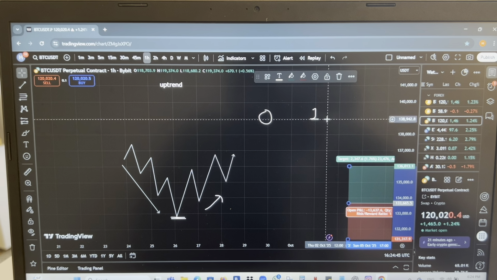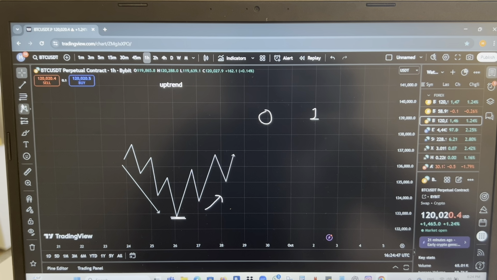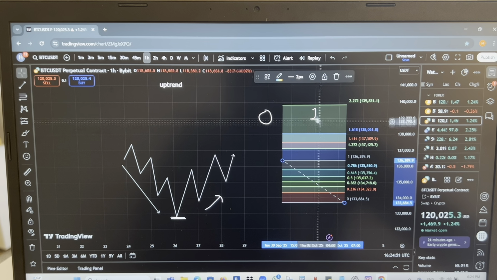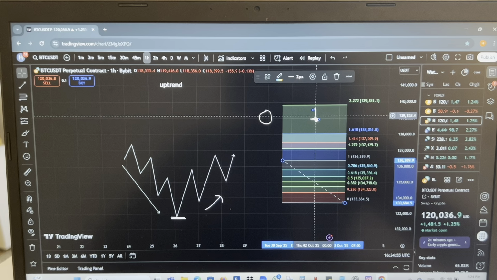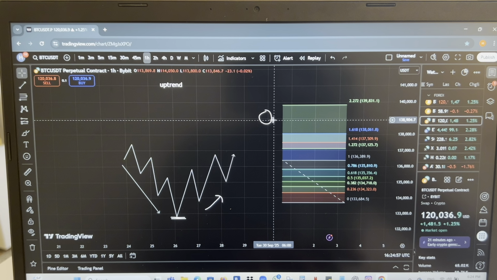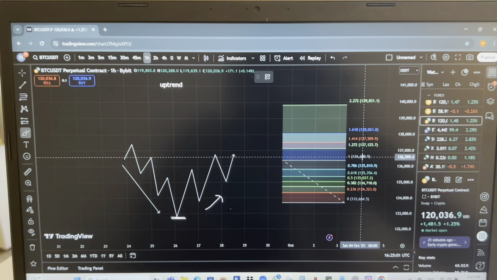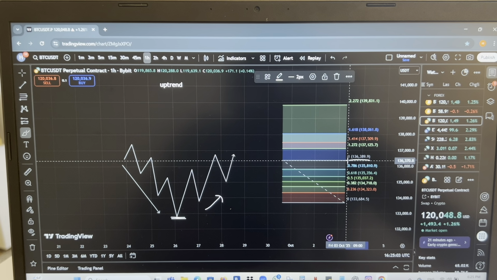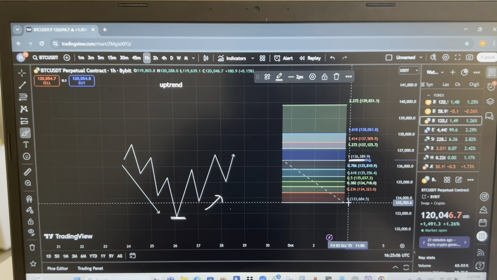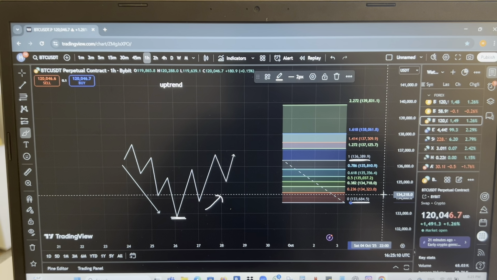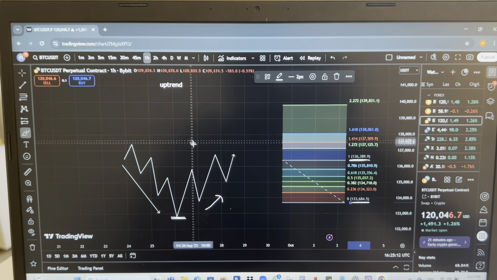I'll show you guys properly. Okay, so we'll just get rid of these two for now. As you guys can see, this is the number one level, and this is the zero level. These two are the crucial levels we need when we are trying to find an uptrend or a downtrend.